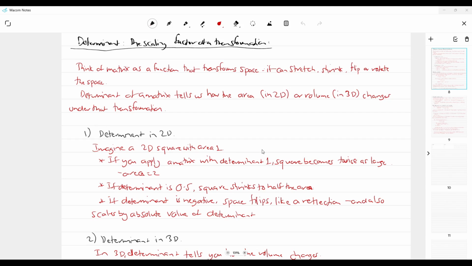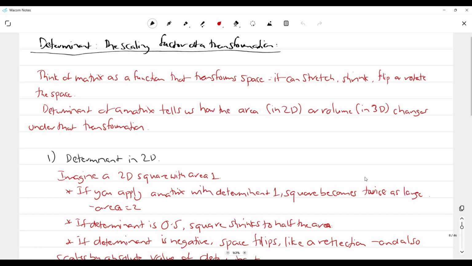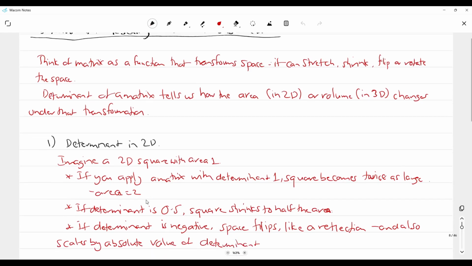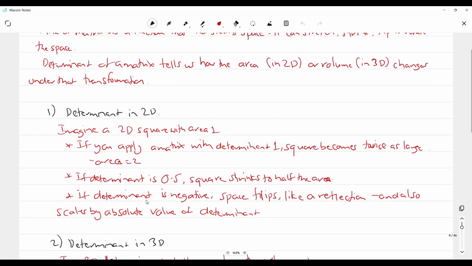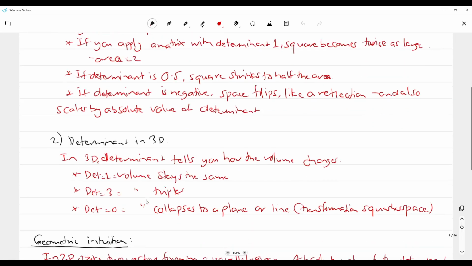We'll start with this big idea. Think of a matrix as a machine that transforms space. It can stretch, shrink, flip, or rotate it. The determinant tells us how much this matrix scales space. It's like a scaling factor in 2D, specifically for area or volume in 3D.